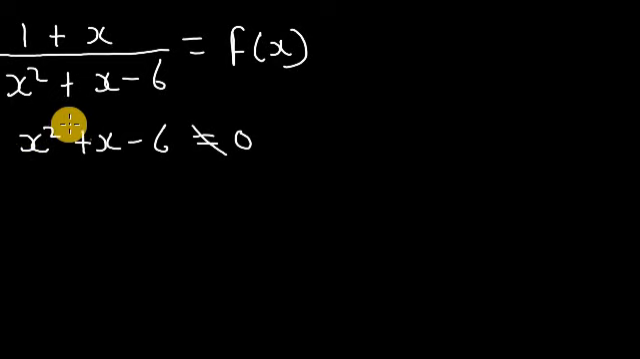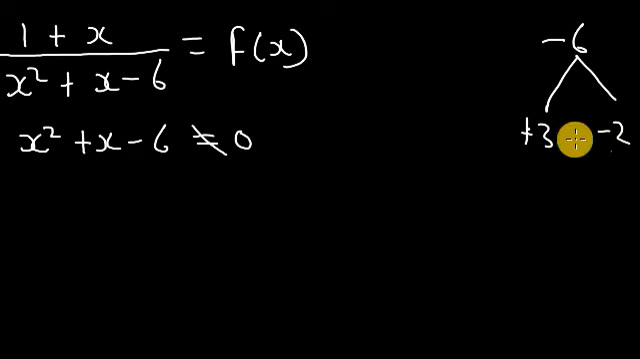Then the next thing we would like to do is to factorize this quadratic function in order to get the two critical points. So what two numbers multiply to negative 6 and add up to positive 1? I need two numbers that multiply to negative 6, that's positive 3 and negative 2, and at the same time, their sum becomes positive 1. It turns out that positive 3 and negative 2 works.